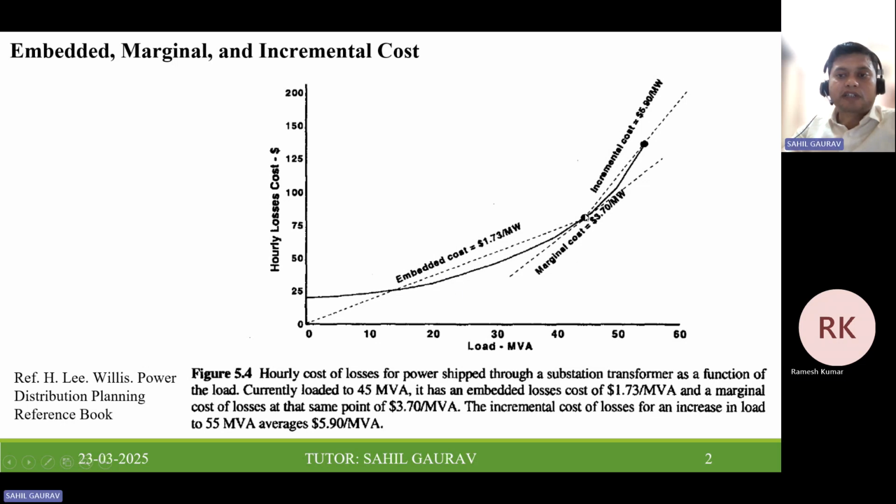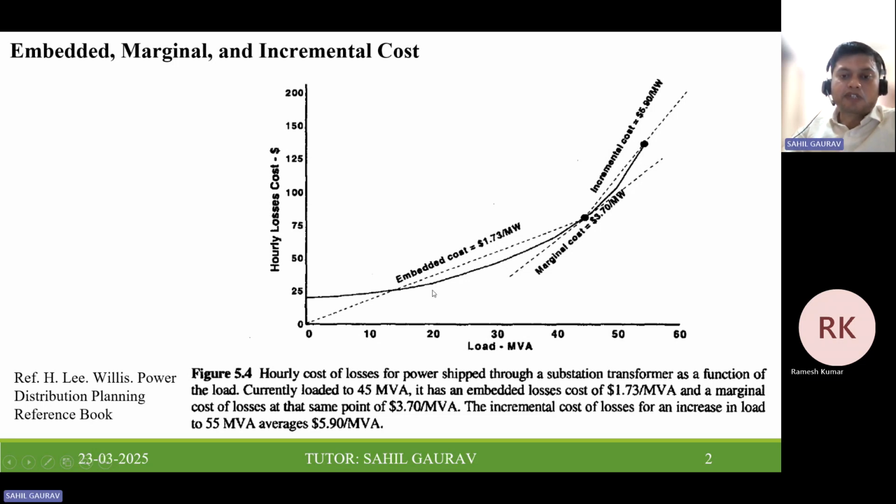So this is the operating point. If you start from here, all the initial costs till this point are included as embedded cost. We will see how we can define embedded cost. Marginal cost is just the slope at this operating point. Incremental cost means that if you have some increment or decrement, what will be the impact on the cost for this increment; that relates to incremental cost.